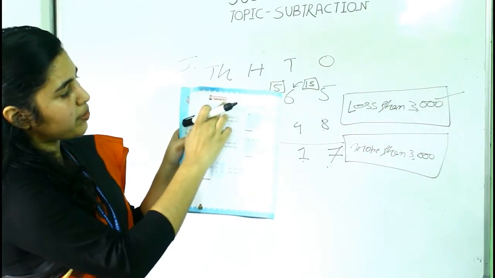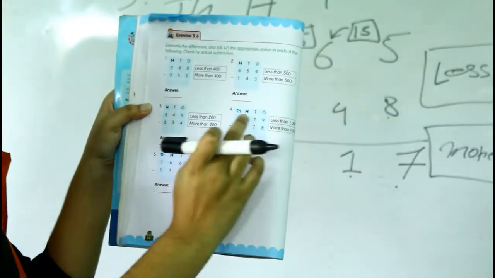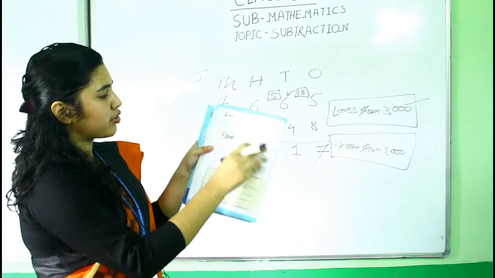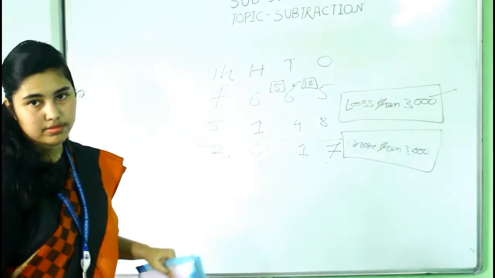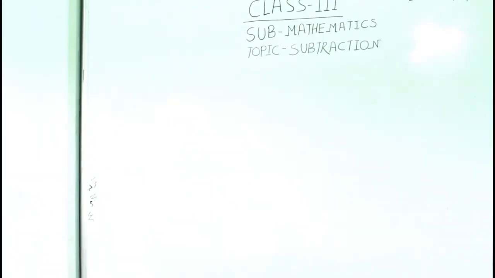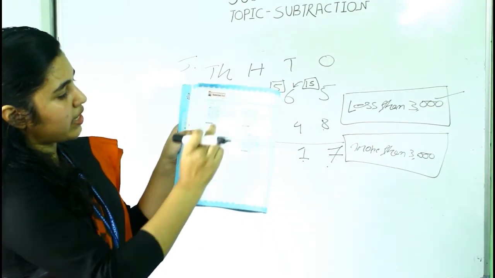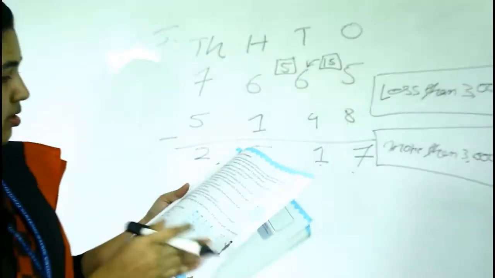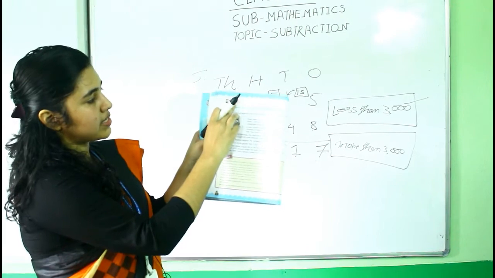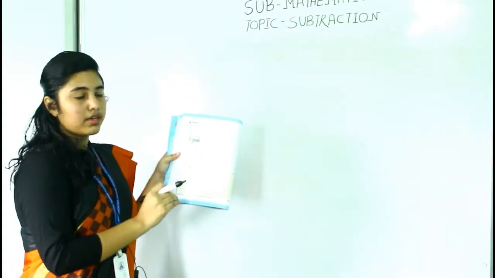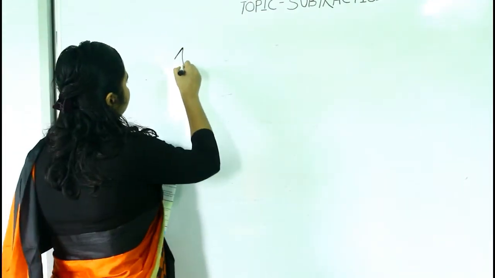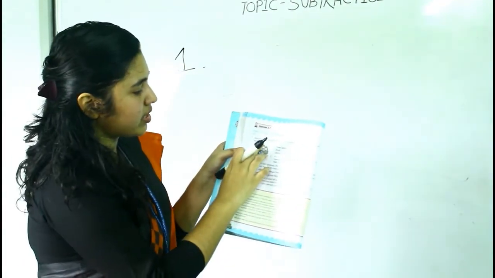From this exercise 3.6, mark question number 3 and 4 as your homeworks. Now come to your exercise 3.7. Here we have to solve word problems. Take question number 1. Read this question carefully.